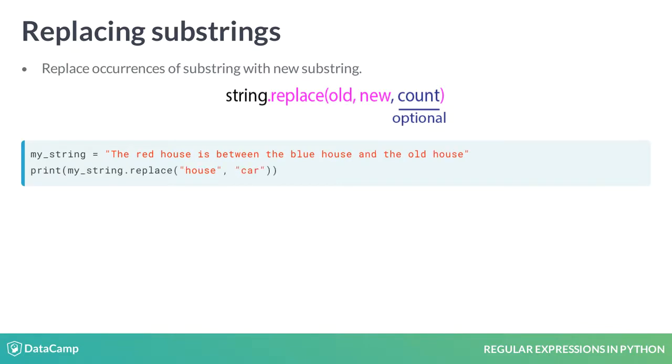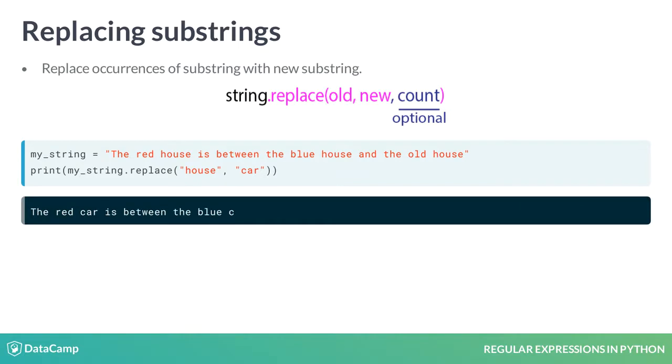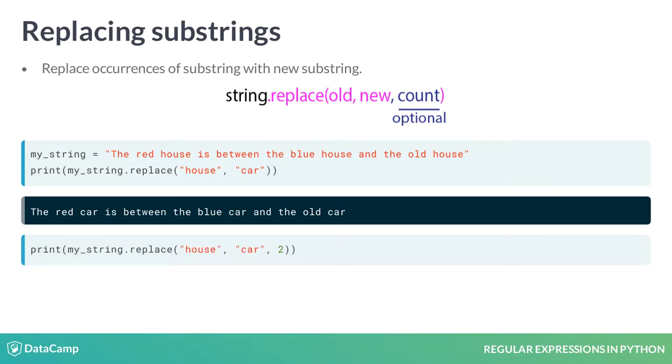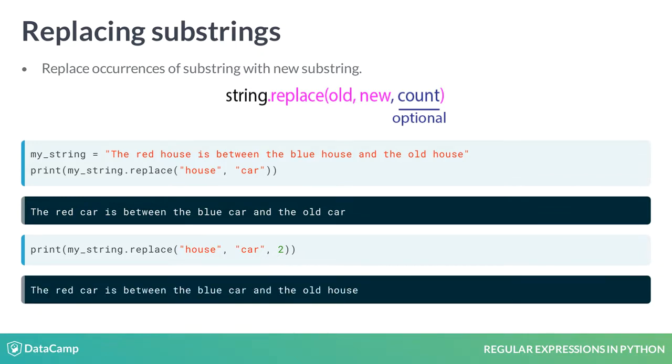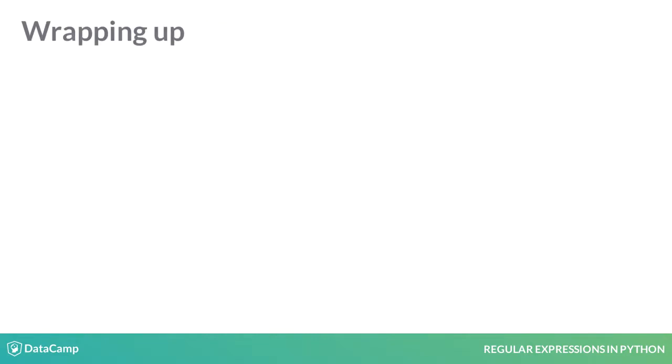In the example code, we replace the substring house with car. The method will return a copy with all house substrings replaced. In the next example, we specify that we only want 2 of the occurrences to be replaced. We see in the output that the method returns a copy of the string with the first 2 occurrences of house replaced by car.